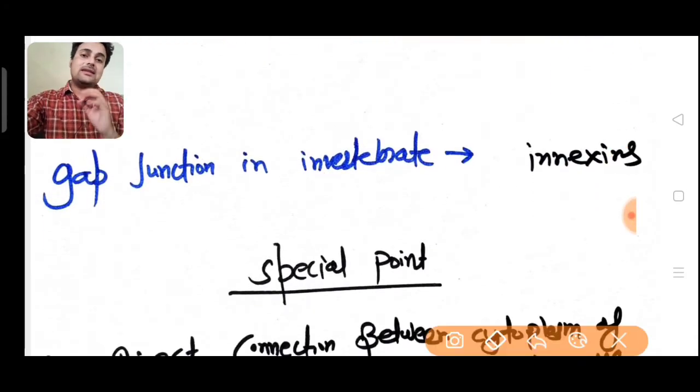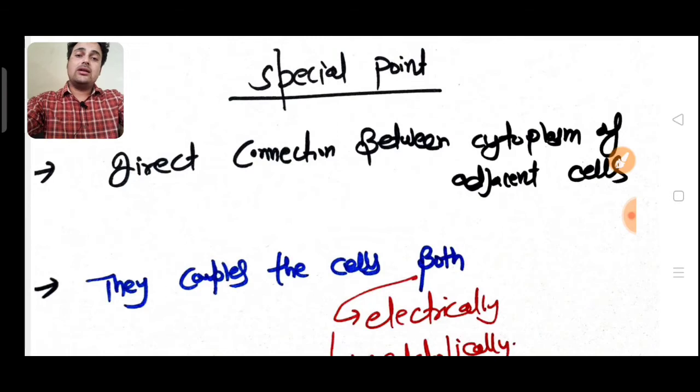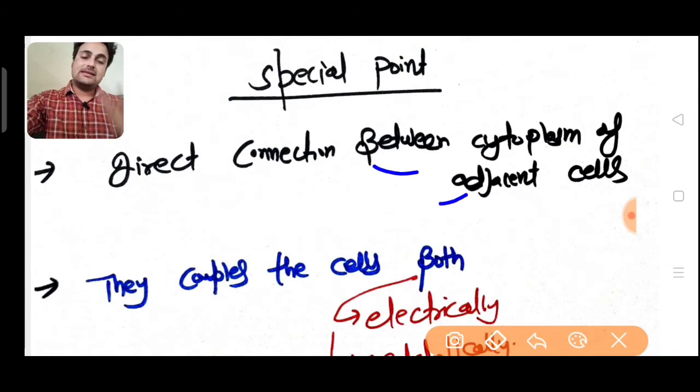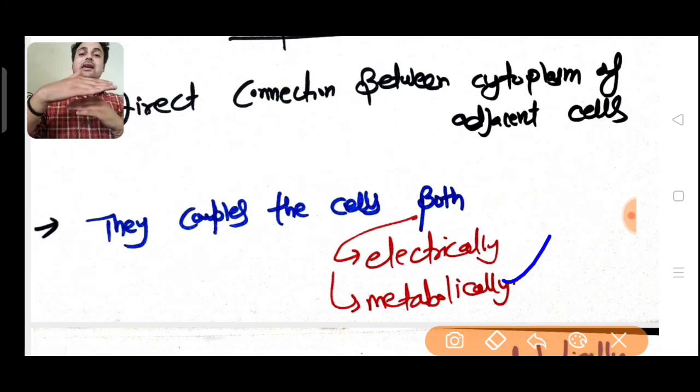One thing is important here: gap junctions in invertebrates are called innexins. Some special points you can note down in your notebook: a direct connection between the cytoplasm of adjacent or neighboring cells, which we have already discussed. The gap junction couples the neighboring cells both electrically and metabolically. It means an electrical signal can be transported here, as well as metabolic products.